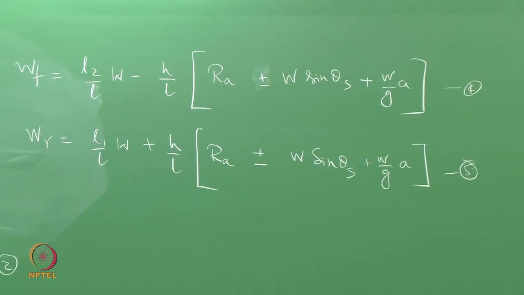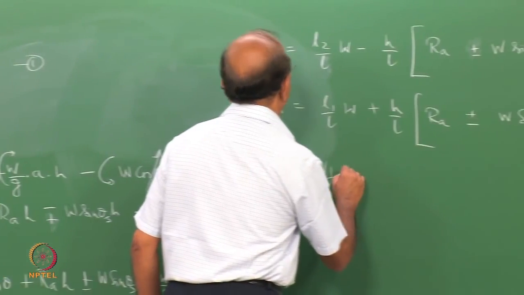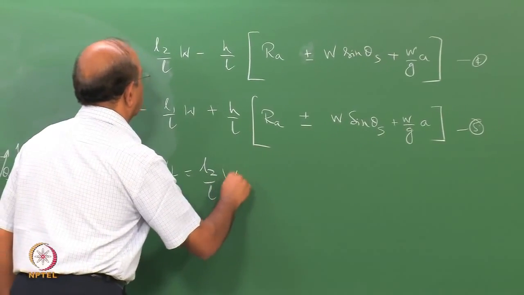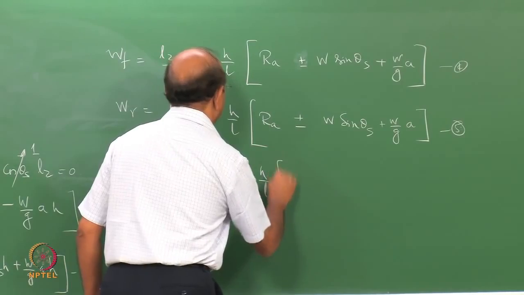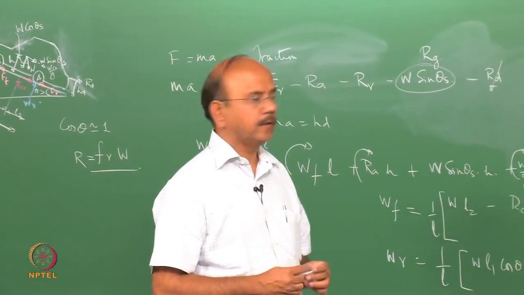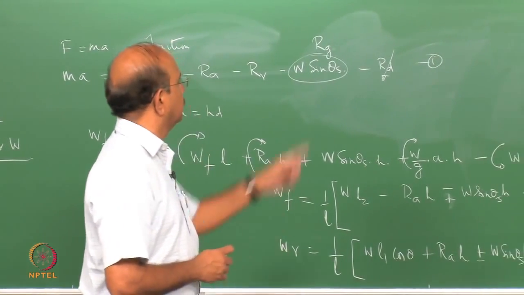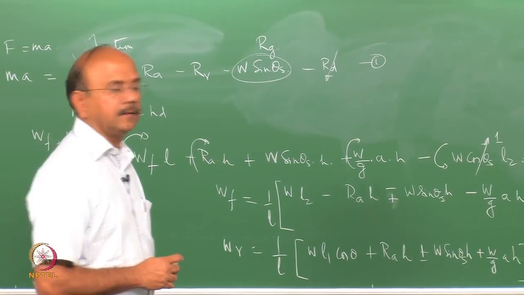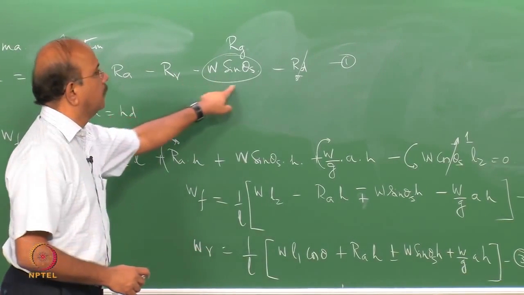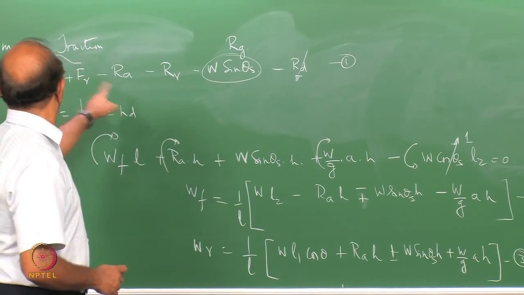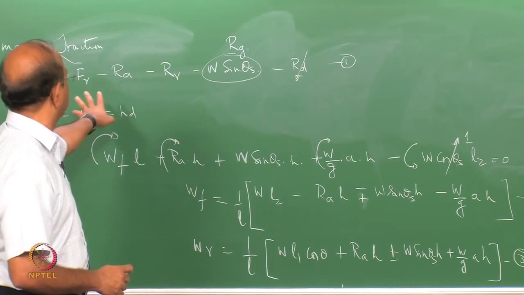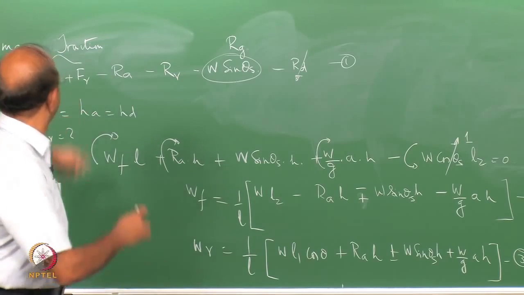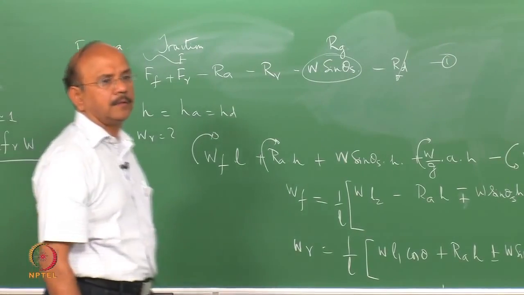by using equation 1, substituting from the first equation, so that Wf is equal to L2 by L into W minus H by L into F. When I substitute that, what would that be there? For RA, W, and RD, of course, we have made it 0, and RG, so this will be F.